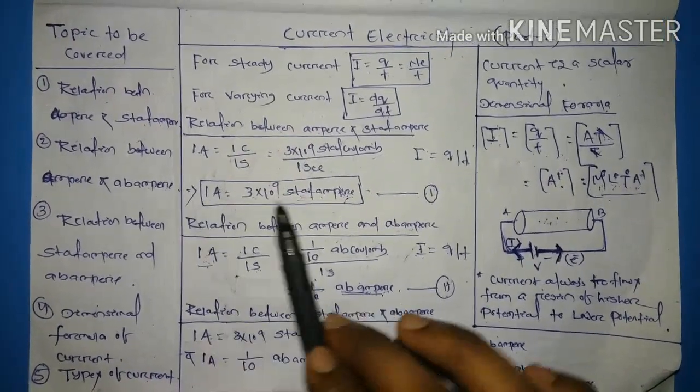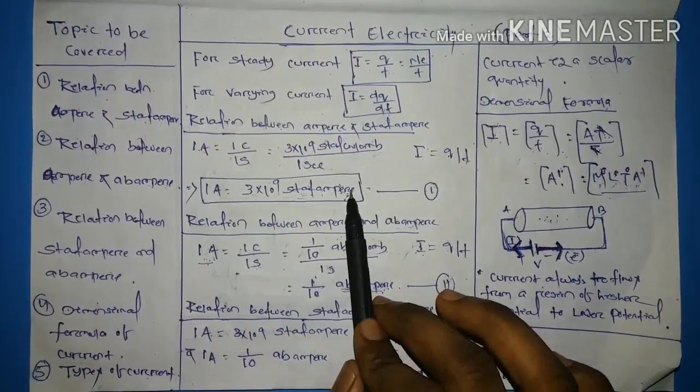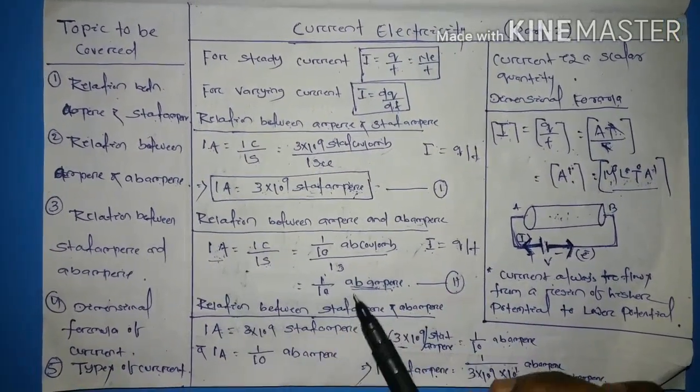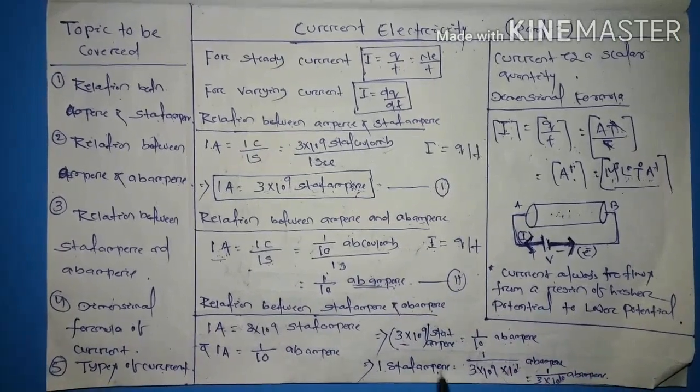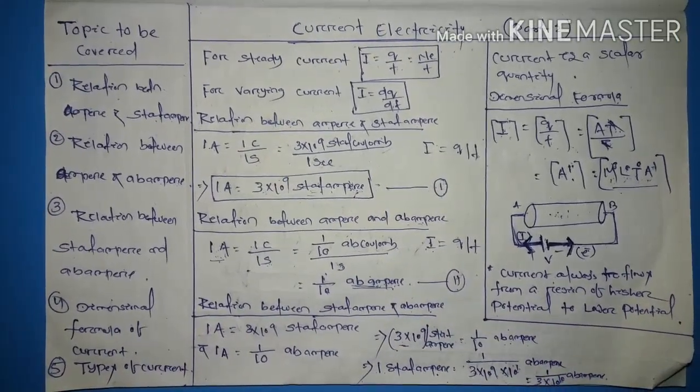So 1 ampere is equal to 3 into 10 to the power 9 stat ampere, 1 ampere is equal to 1 by 10 abampere, and 1 stat ampere is equal to 1 by 3 into 10 to the power 10 abampere.